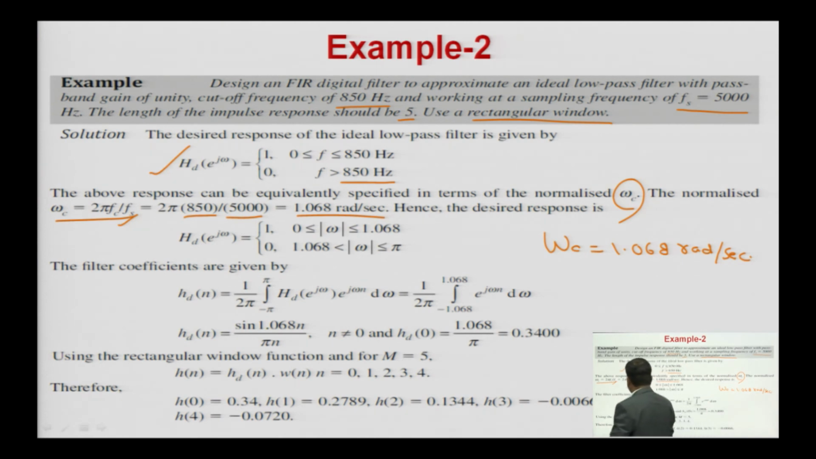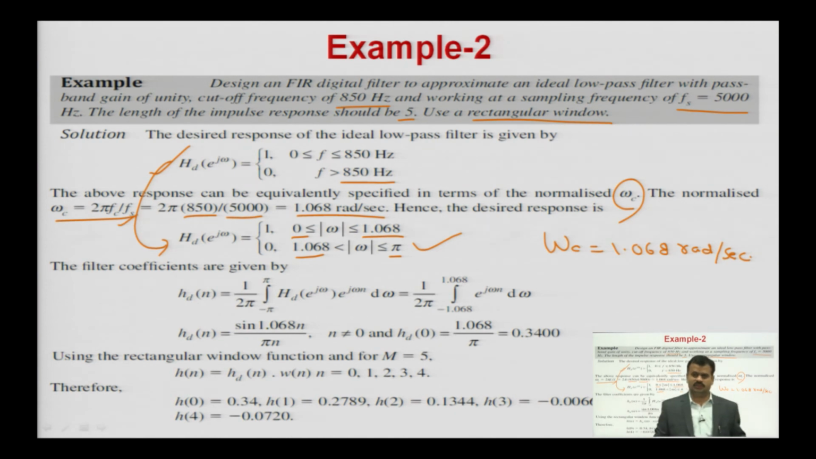Now, H d E j omega is equal to, this expression will convert into this one in terms of omega c. So, it will be 1 from 0 to 1.068, and from 1.068 to pi its value is 0. So, this value you will get, and now this is your final expression. From this expression you have to find out further your filter coefficients and your desired output.